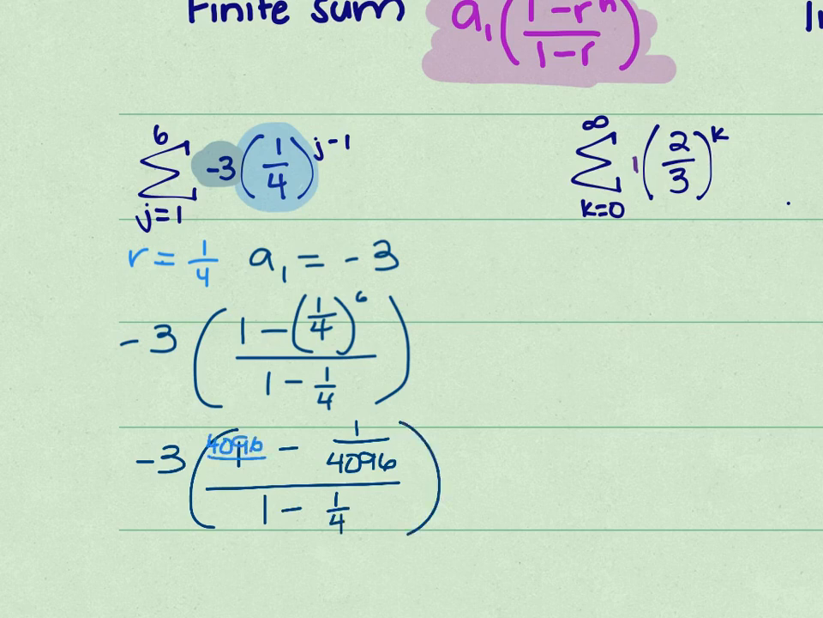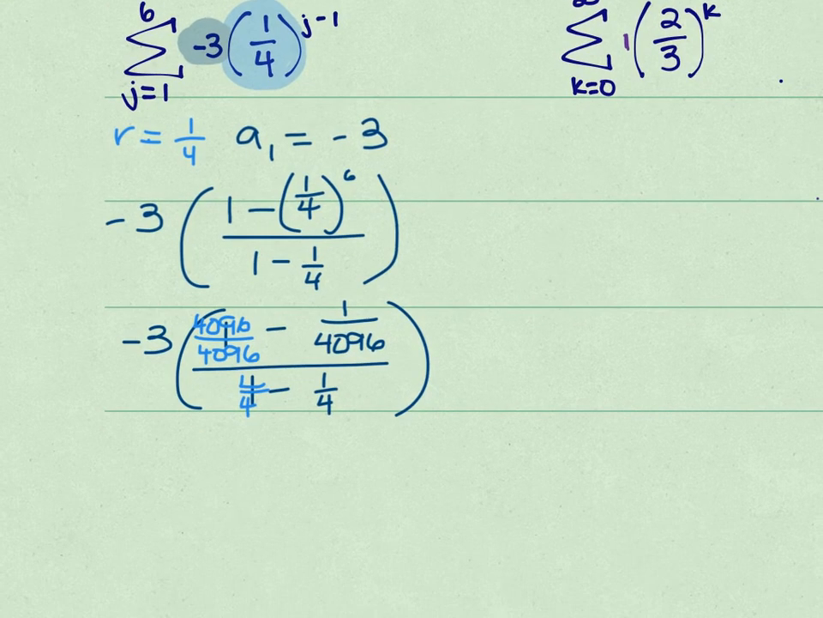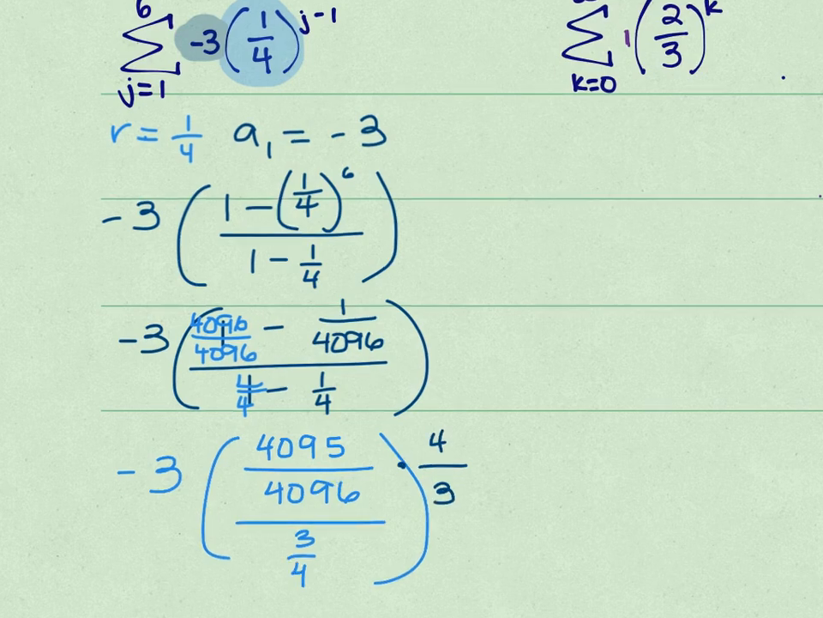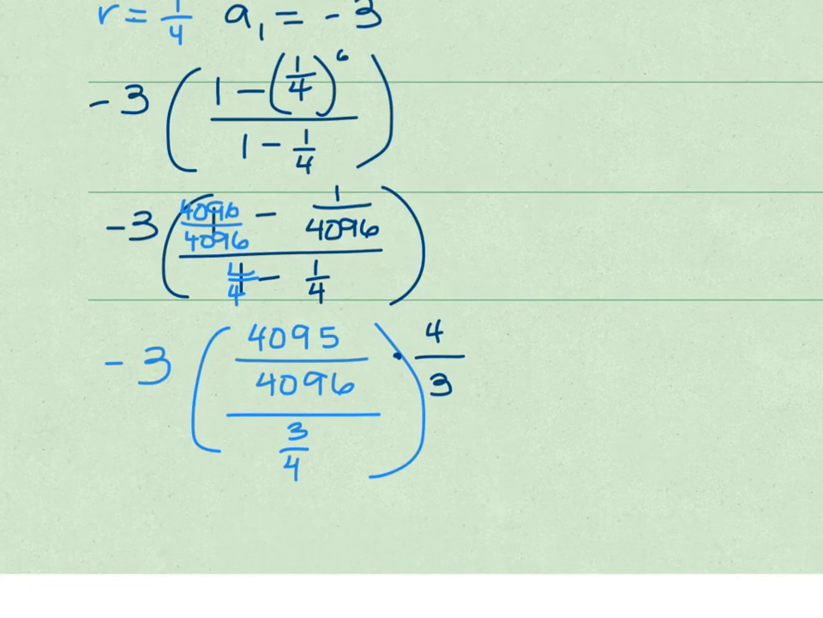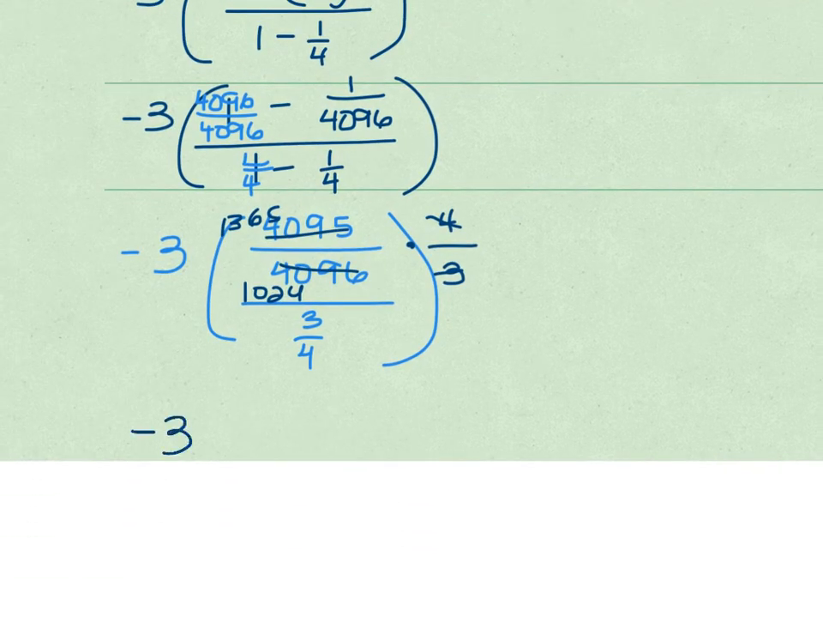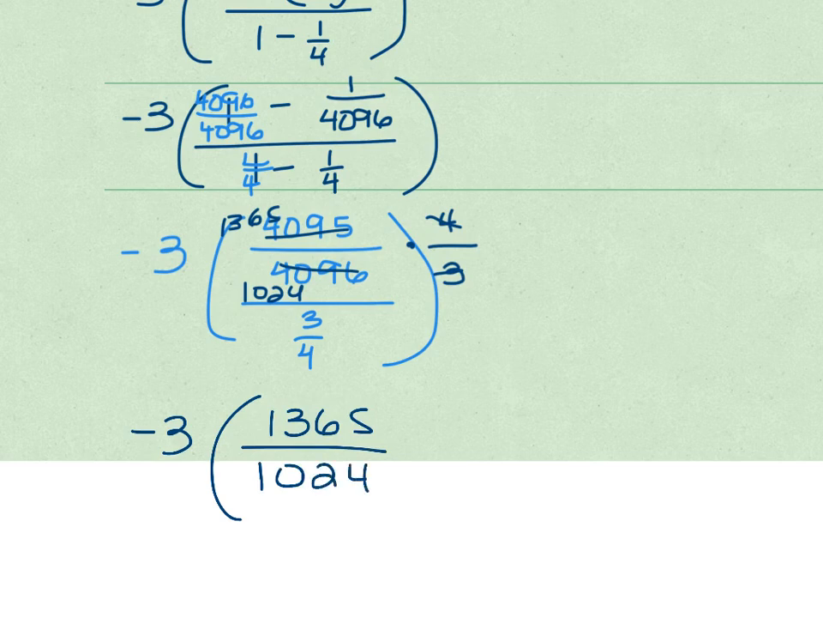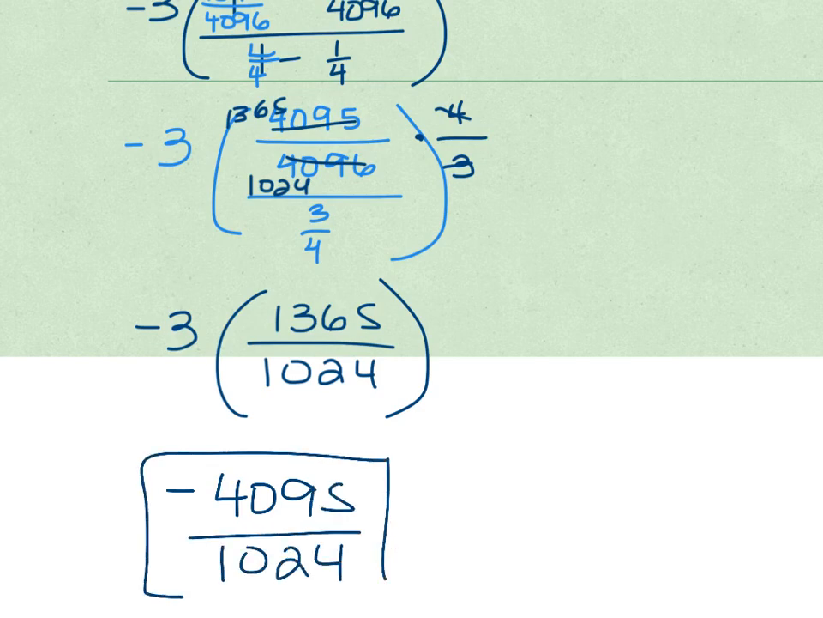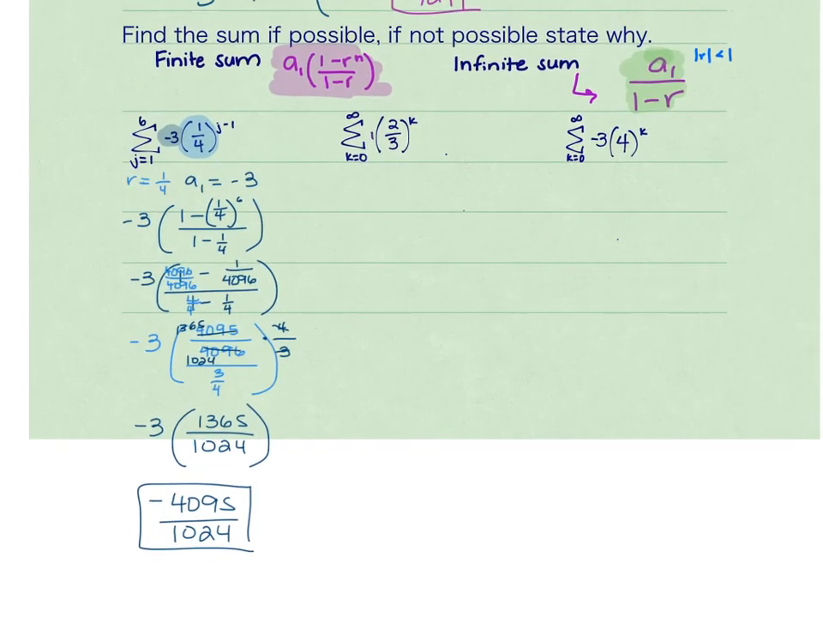Change this. This would be 4,096 over 4,096. And this would be 4 over 4. Keep change flip here. This goes in 1365. This goes in 1024. And then I would multiply 1365 times 3. Again, I don't want a decimal. I don't want a rounded number. You want to keep that exact.